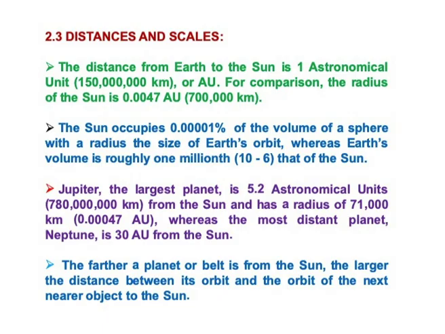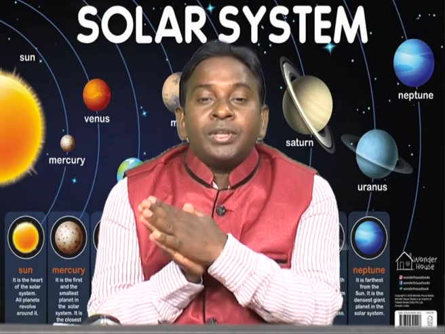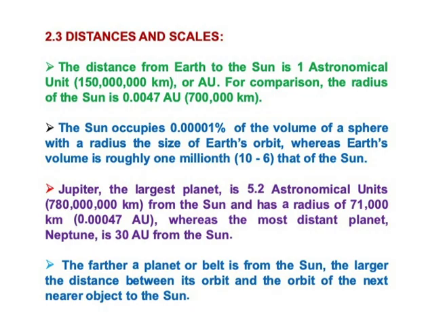Whereas the most distant planet, Neptune, is 30 astronomical units from the sun. You see the distance from Neptune to the sun. The further a planet or a belt is from the sun, the larger the distance it maintains in its orbit.